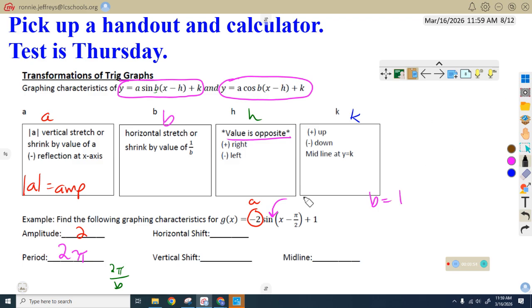All right, next letter. So H is going to be whatever is right here. It's written as negative. So what's the opposite of negative pi over 2? Positive. So we have a horizontal shift. We're just scooting over.